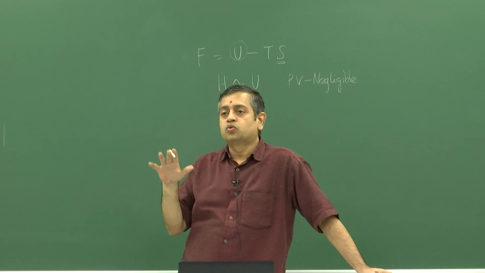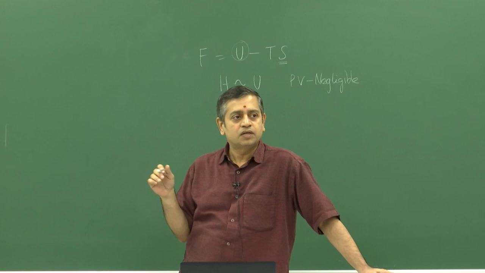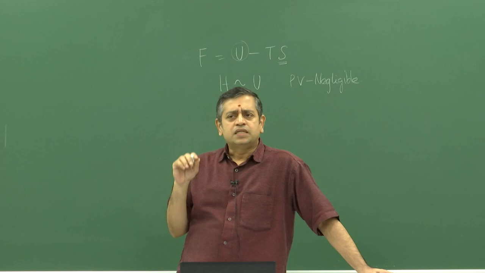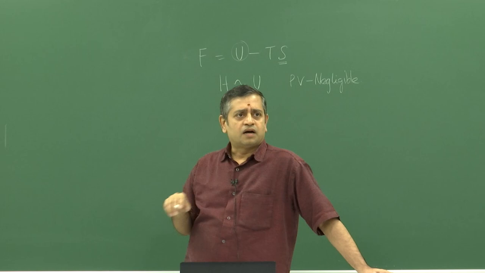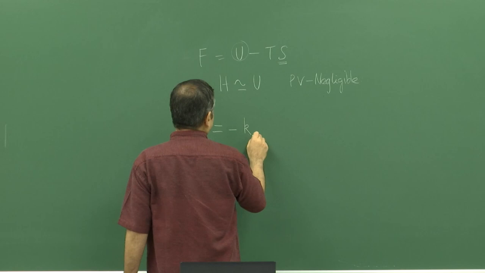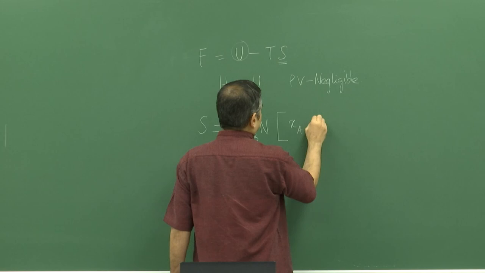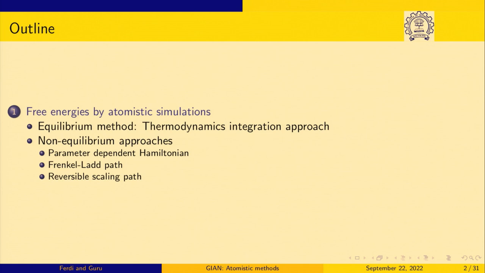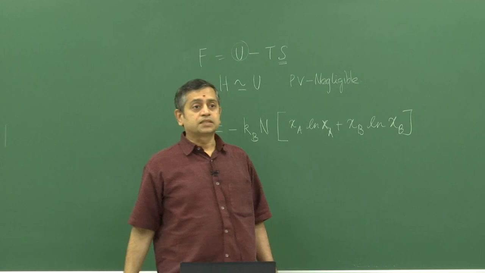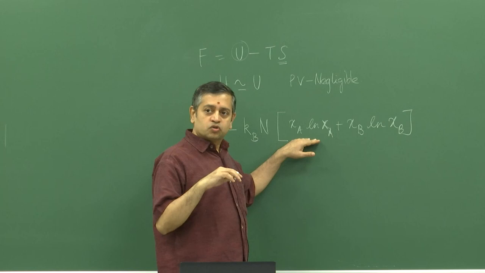and as you have learnt, there are at least two important entropy contributions. One is the configurational, the other one is the vibrational. The typical approximation that is made to get entropy, which was also derived, went something like S is minus KB N, and then you had XA ln XA plus XB ln XB, right, something like this. Now, this is derived by assuming that it is like ideal mixing, okay.